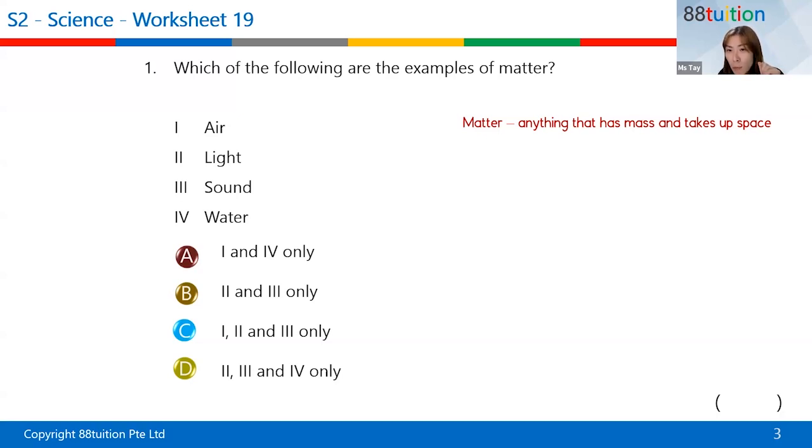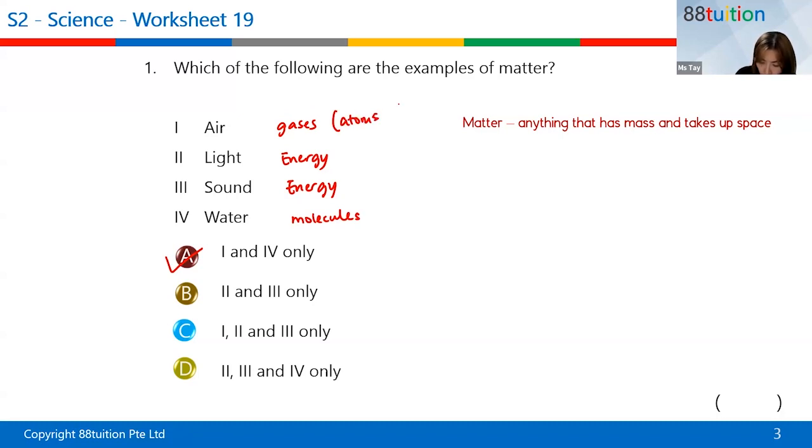Okay, so all of you who type in here, your answer should be just air and water. Okay, so light and sound, they are actually classified under energy. But air is made up of different gases, and these gases are made up of atoms and molecules. All right, so made up of different gases, and then this is made up of water molecules. So we have molecules here. Okay, this is atoms plus molecules. You have done all these topics in the Sec 1.